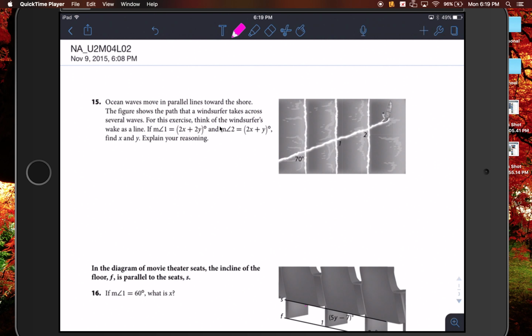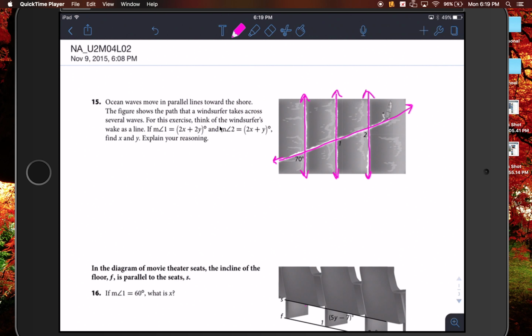Alright, so I'm going to explain this verbally, I'm not going to write it down. We have a windsurfer that's moving across some waves. I'll draw an arrow there. He makes a line. Then I have waves that are parallel to each other. So this wave, if I make that a line, it's parallel to this wave, which is parallel to this wave.